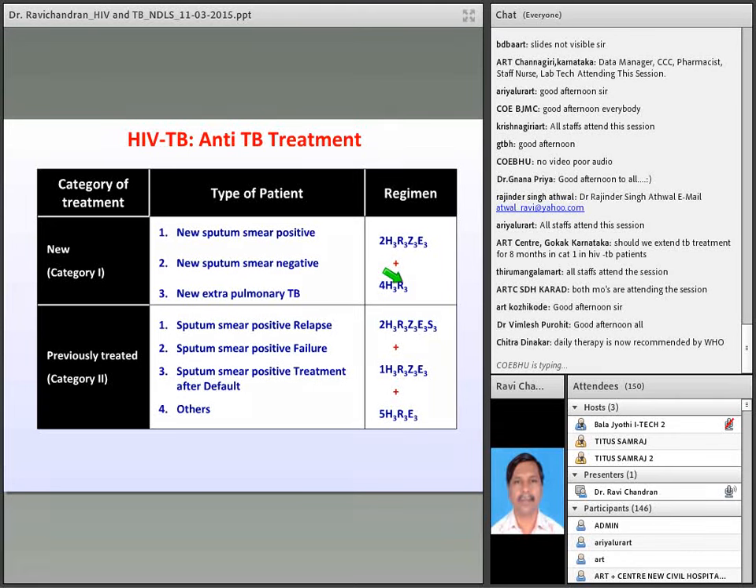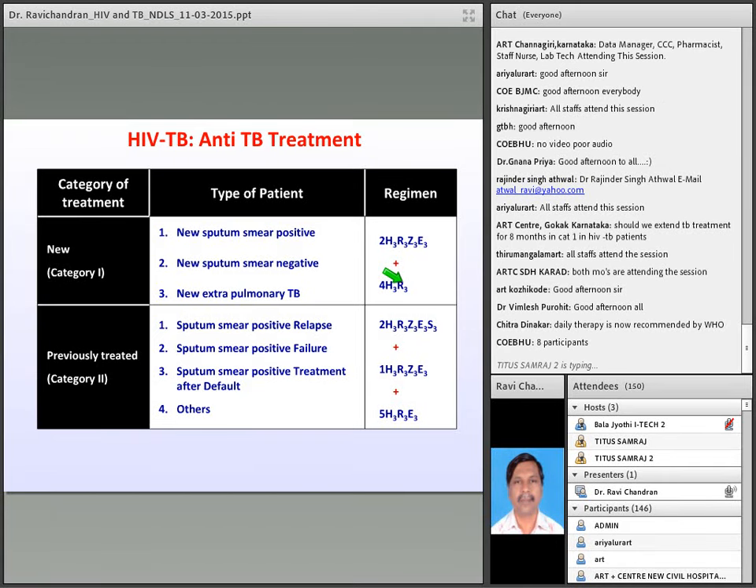The total duration of the category 2 regimen is 8 months instead of 6 months as in category 1. We treat them for 8 months. Here we give 5 drugs in the initial phase, and 4 drugs for 1 more month, and then 3 drugs for the next 5 months.